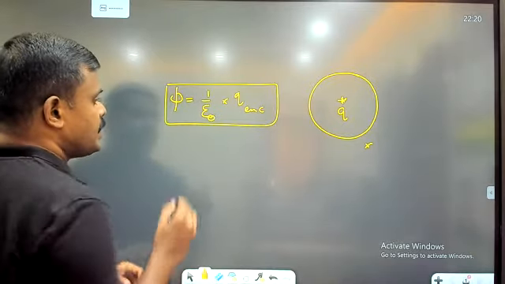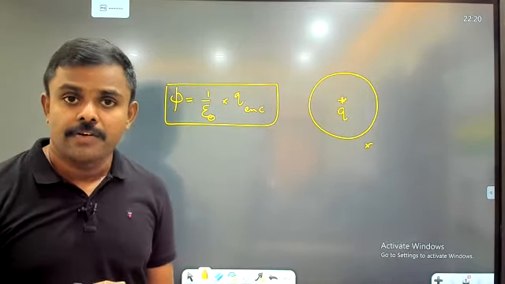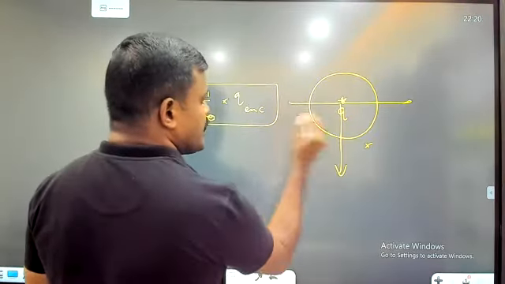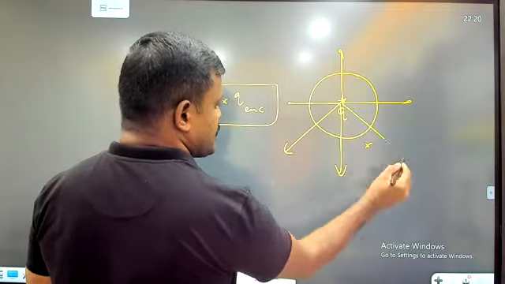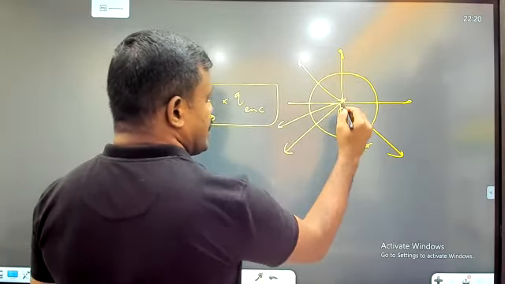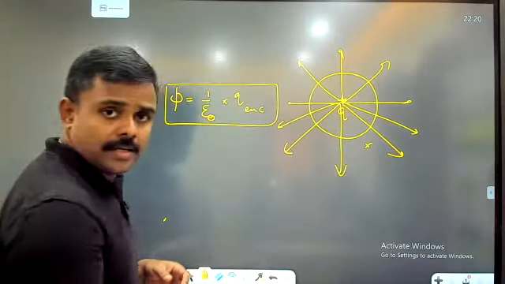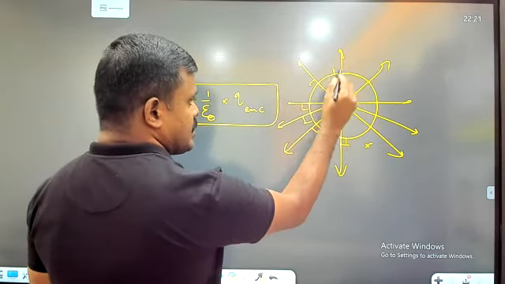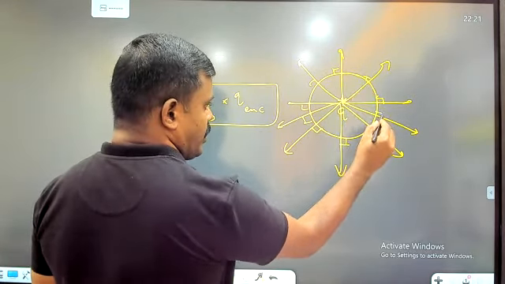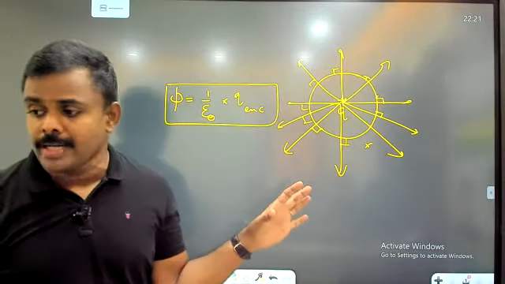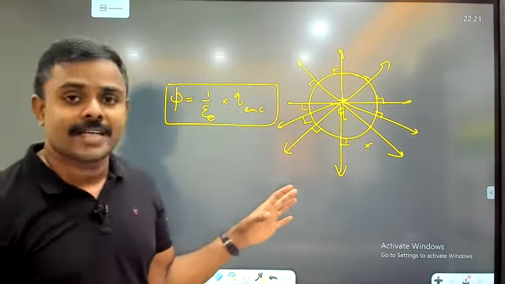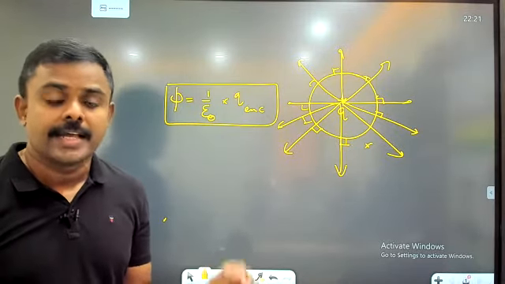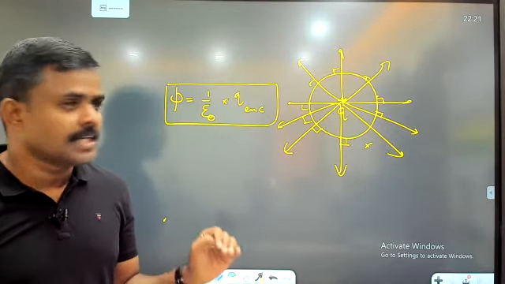According to Gauss's theorem, the flux coming out of a Gaussian surface, flux means what? Flux means the lines of force. See the lines of force, all the lines of force? That is called the flux. Here I can directly call it flux. Tell me why? All are normal components, right? Only normal components. Am I correct? See this, all are normal only. So I can directly call it flux. So flux coming out of a Gaussian surface is 1 by epsilon 0 into charge enclosed.